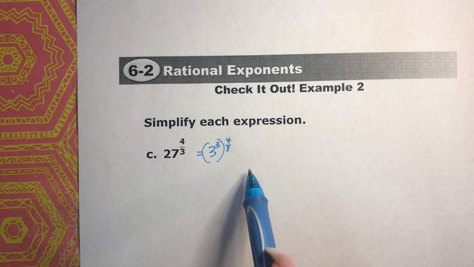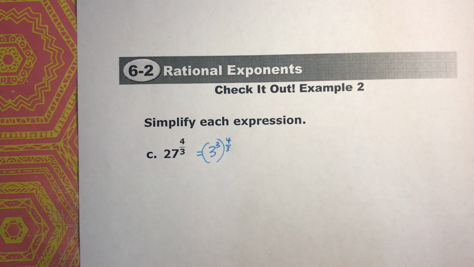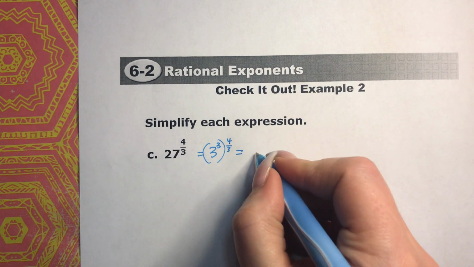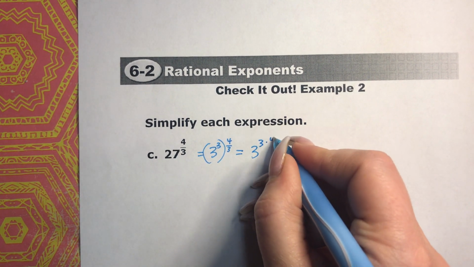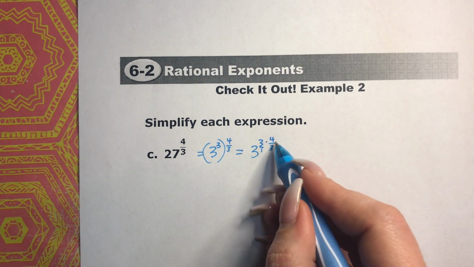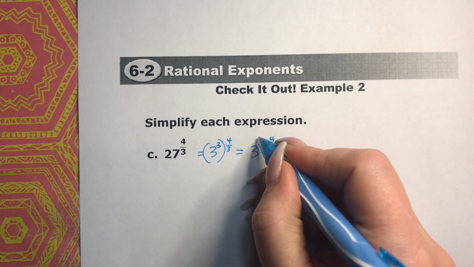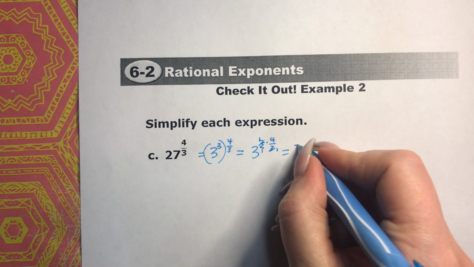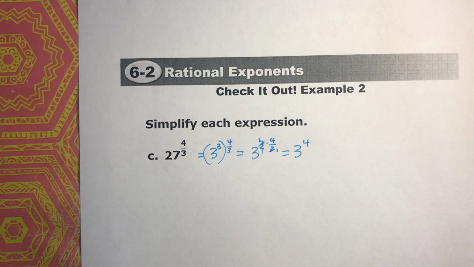3 times 3 times 3. 3 times 3 is 9. 9 times 3 is 27, right? So these are the same thing. Now I just do the power rule. I multiply them together. Okay, and then make this a fraction. Cross cancel. The 3's cancel out. I multiply across. I get 3 to the 4th power, right?